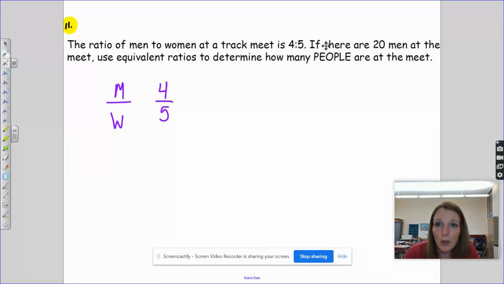So what else do they tell me? If there are 20 men at the meet, use equivalent ratios to determine how many people are at the meet. Okay, deal with that in a second, but let's take what they gave me. They gave me 20 men. So what I can do is make sure that I put the 20 where the men go in the numerator here. And I'm going to try to find this. Now, what this is, if I look over, that's the number of women at the meet, right? And that's not exactly what they wanted me to find, but it's going to get me closer to finding it.